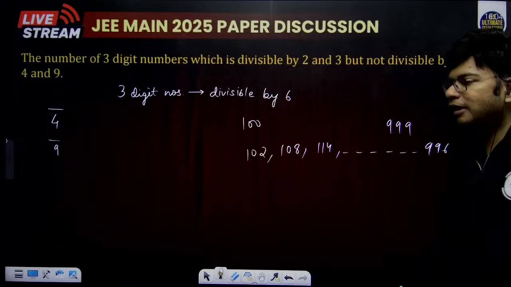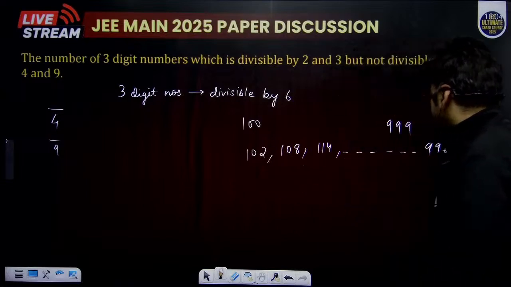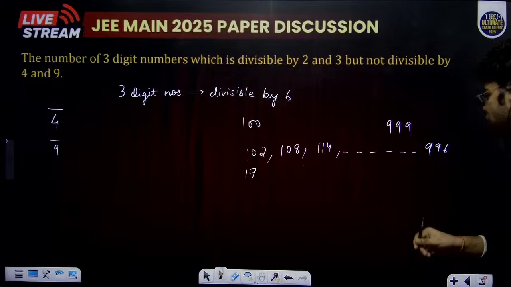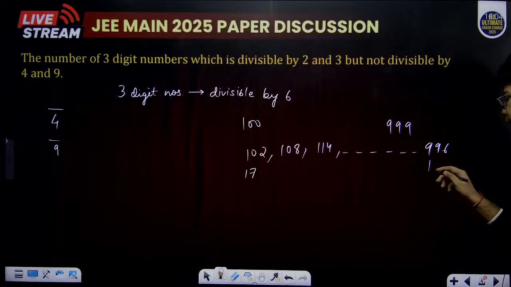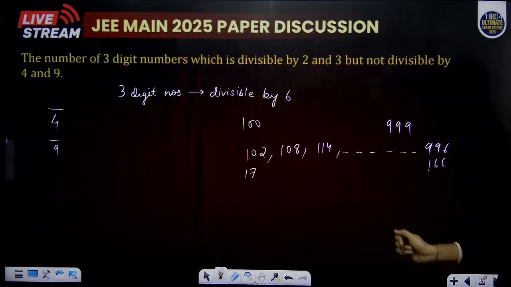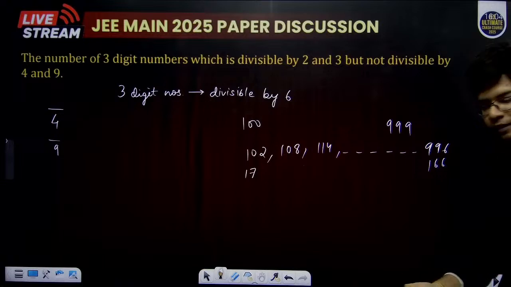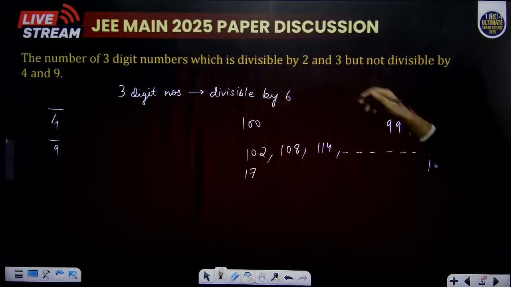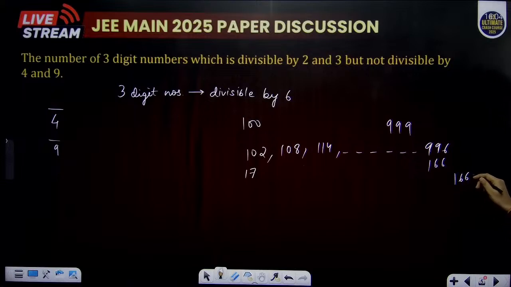So in total, how many numbers are there? If you count these numbers, 6 into 17 is 102, and 6 into 166 is 996. So the number of numbers which are divisible by 6 will come out as 166 minus 17 plus 1. 150 numbers are there which are divisible by 6.